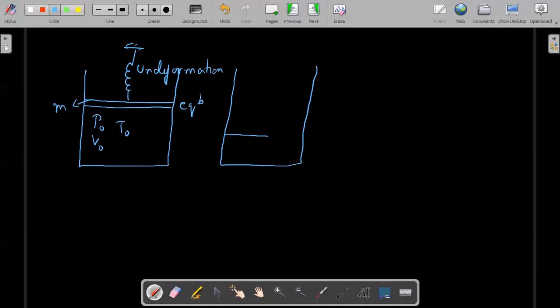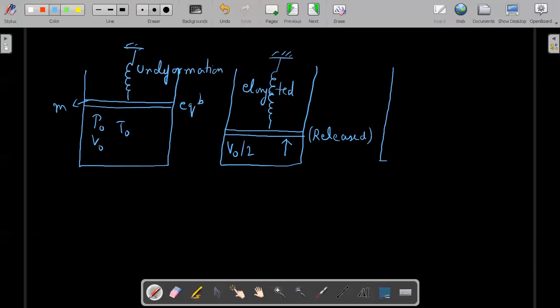Then this piston is moved downward, as per the statement given in this question, until the volume is V naught by 2. Obviously, the spring is now elongated. And then at this moment, the piston is released. It's very obvious that the gas is under compression now, and that gas will exert some extra force, due to which the piston, just after we release it, will start moving upward.